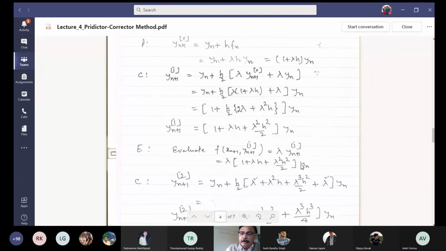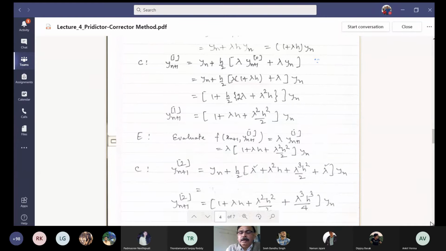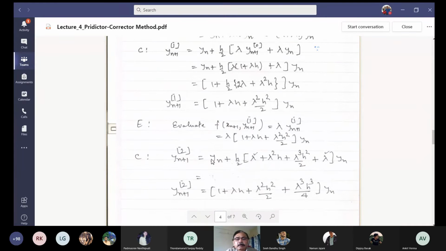Now we'll correct it again. Correct means we'll use the average slope. So yn plus 1 2 will be your yn plus the average slope at the points yn plus 1 1 and yn. At yn it will be lambda into yn. So lambda is inside, yn is out. Is that clear? This is the slope at yn. Is that the last term? Is that clear? Yes, sir.